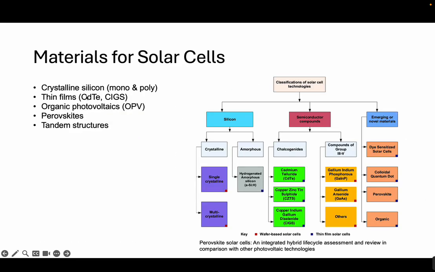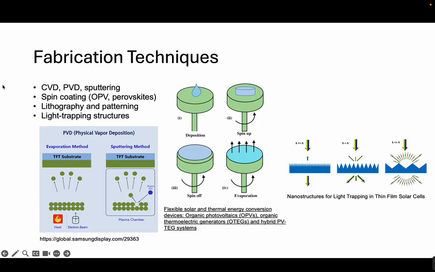So, at the left part, we can see how a PVD system works. The middle one is spin coating, and in the right picture, we can see how light trapping in a thin film solar cell works based on the wavelength lambda.